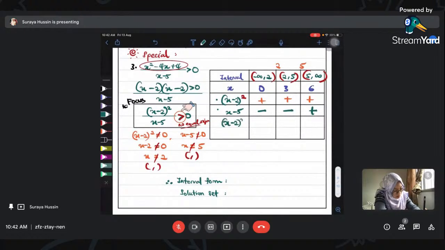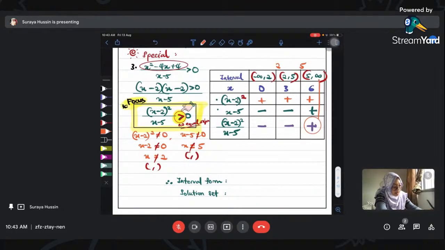Therefore, our division, our answer will be what? Option answer kita adalah negative, negative, positive. The thing is, focus back at your box of focus here. Your box of focus say that you have a more than sign. Kalau you have more than sign, you must choose positive numbers. So this is your answer.